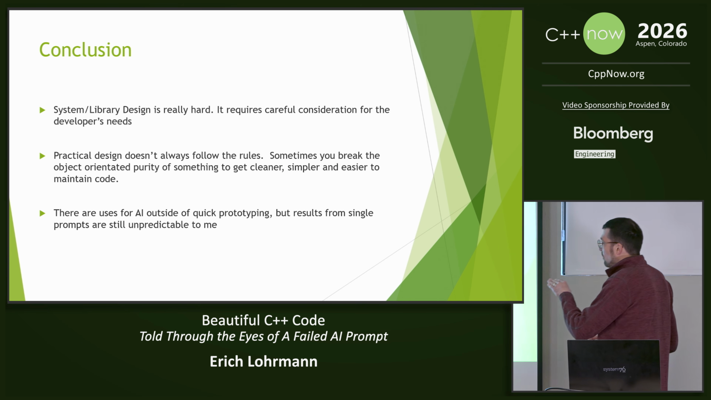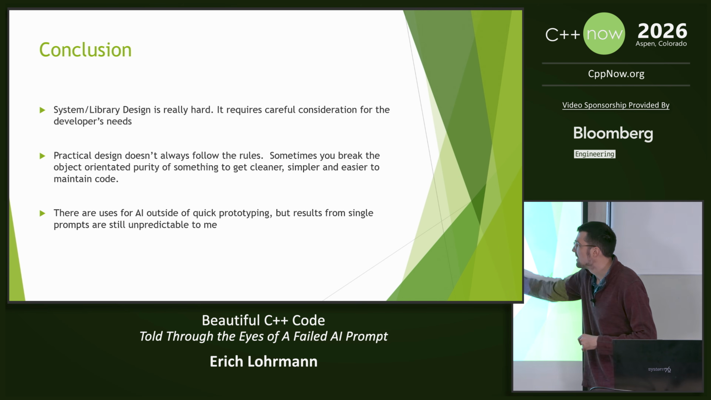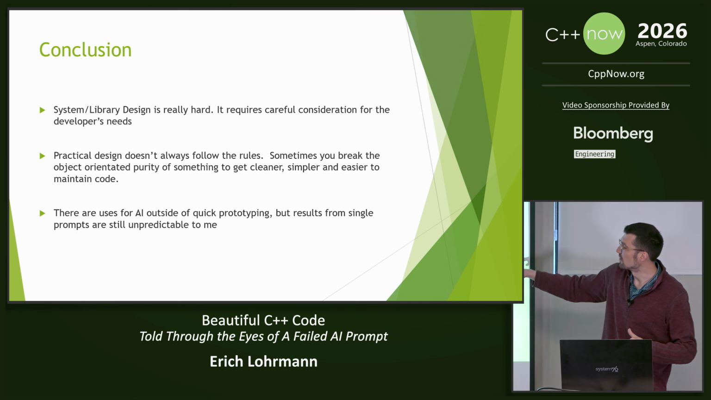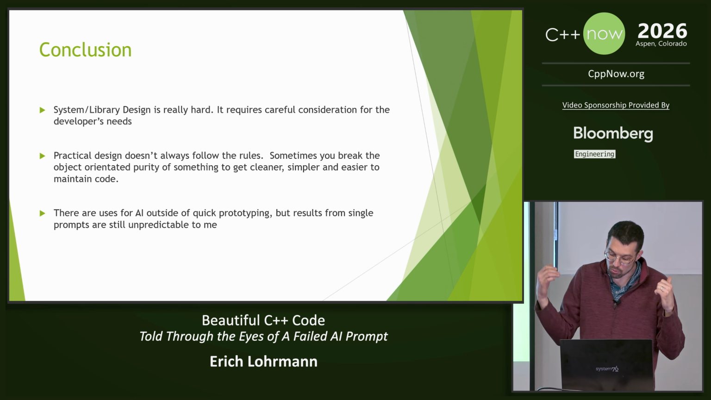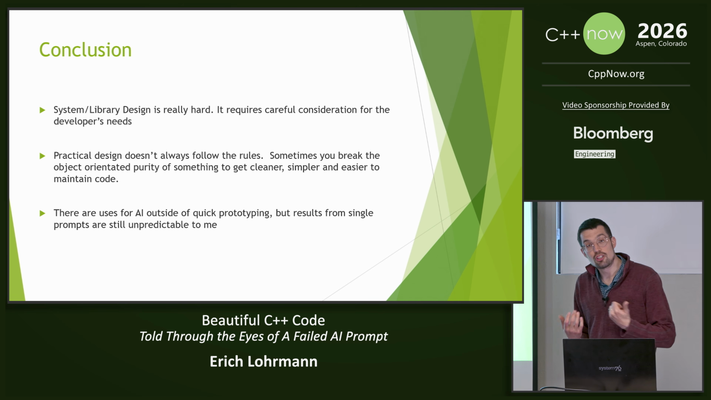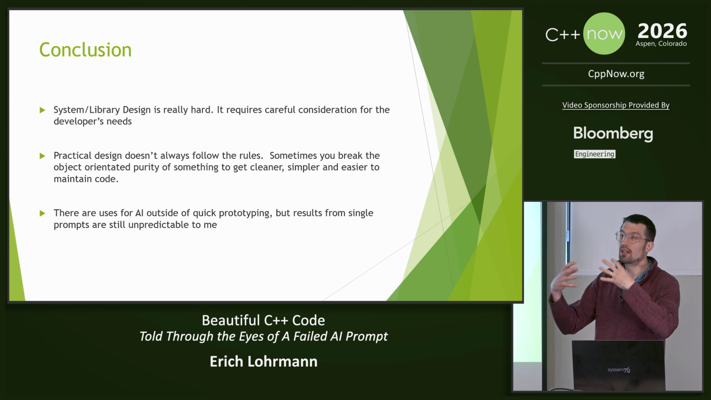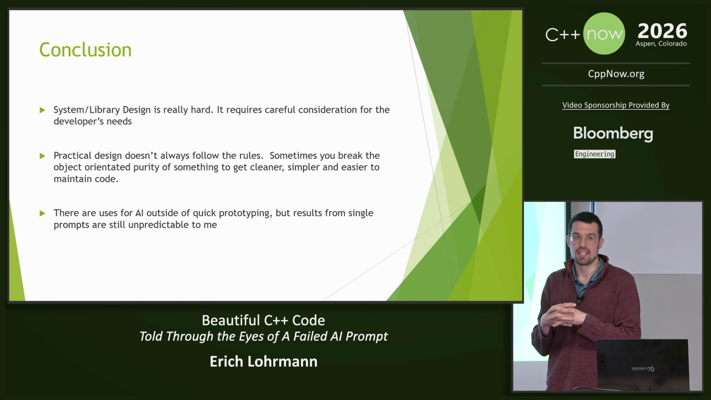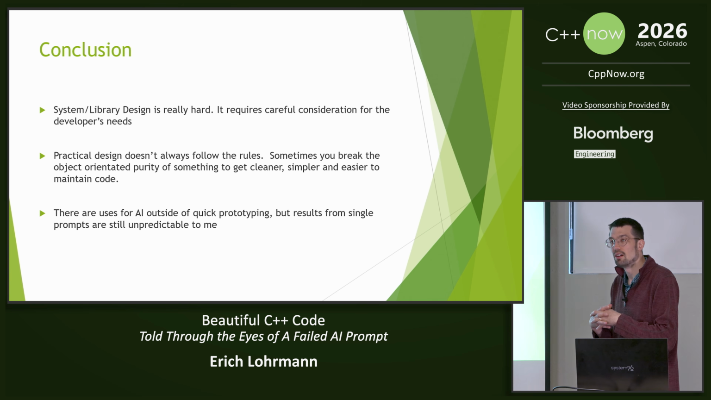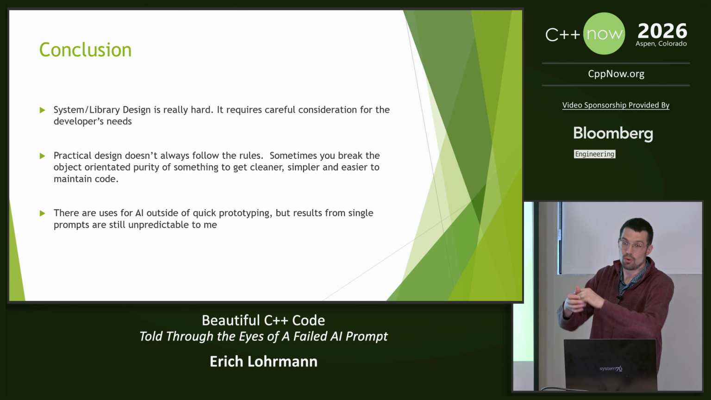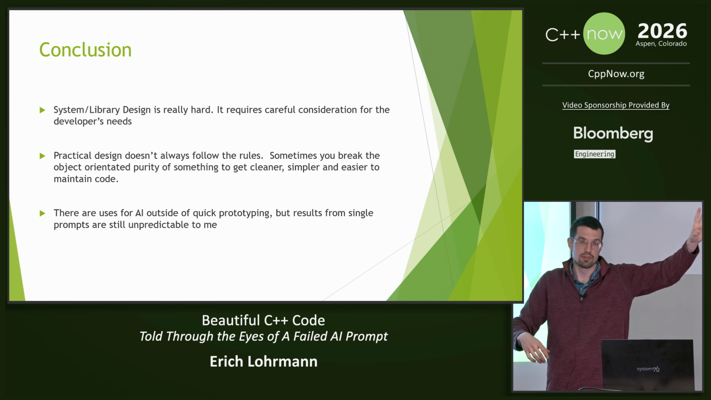Practical design doesn't always follow the rules. Sometimes you break the object-oriented purity of something to get cleaner, simpler, and easier to maintain code. Like there was a legitimate use of friend class in here, and I generally don't like that. But my sender and receiver objects are coupled together, and I wanted them to be, to make it hard for users to pull apart. I don't want them to take just the sender abstraction and run with some of the code.